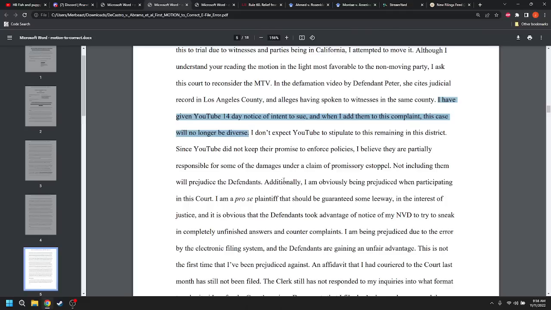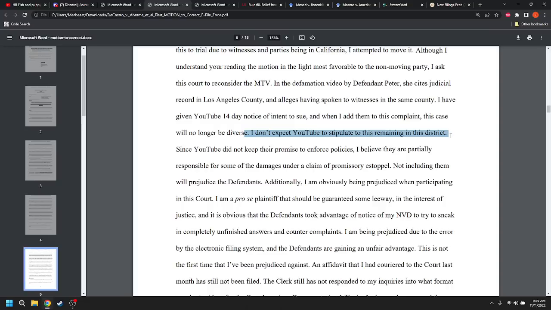So how would transferring it to the Southern District, or let's just assume arguendo Central District of California, help? How would that help? If you transferred it to the federal court in California, it's still based on diversity jurisdiction. The whole reason why you're in federal court is based on diversity jurisdiction. I don't expect YouTube to stipulate to this remaining in this district. They wouldn't have a choice. They don't have to.